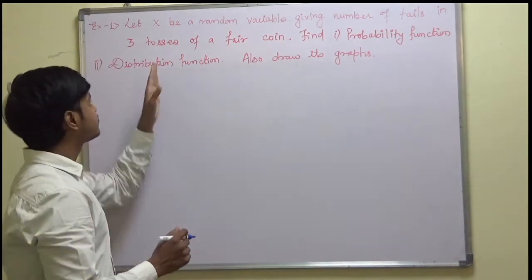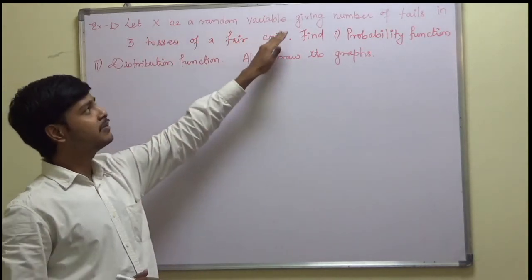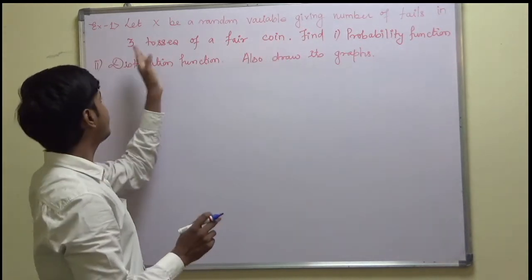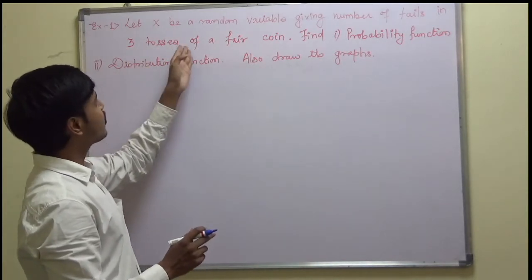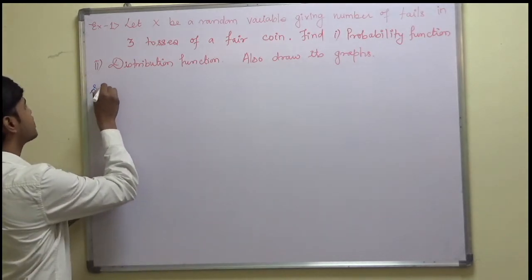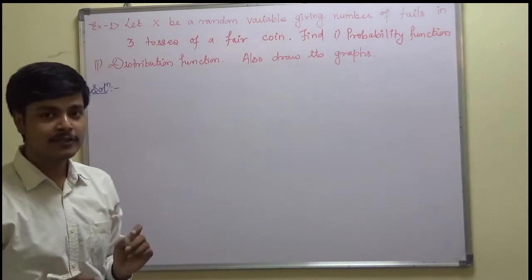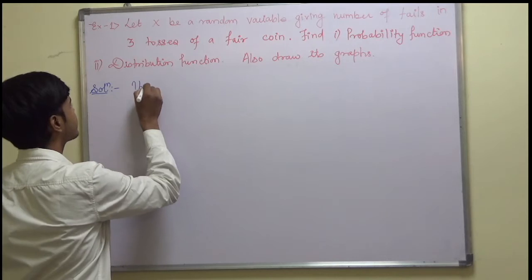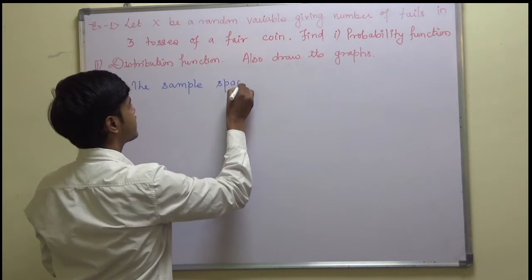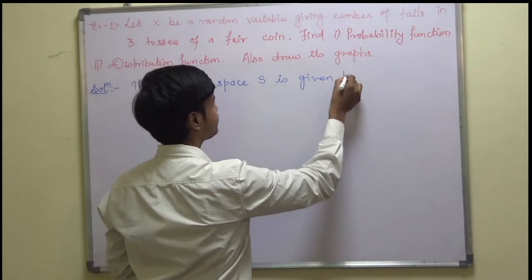So first of all, what is given to us? Let x be a random variable giving the number of tails in 3 tosses of a fair coin. So what is the experiment? The experiment is tossing a fair coin 3 times. Let us start with the sample space. The sample space S is given by.